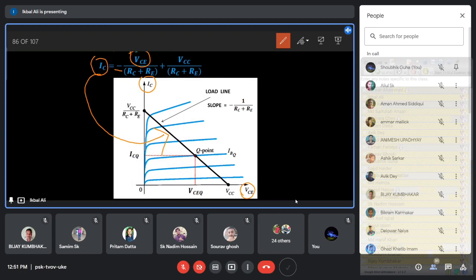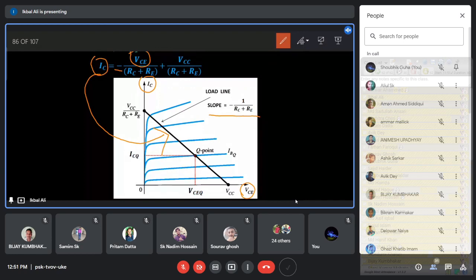It has a negative slope. And what is the magnitude of the slope? Minus 1 by RC plus RE. So this is the slope of that straight line: slope equal to minus 1 by RC plus RE.